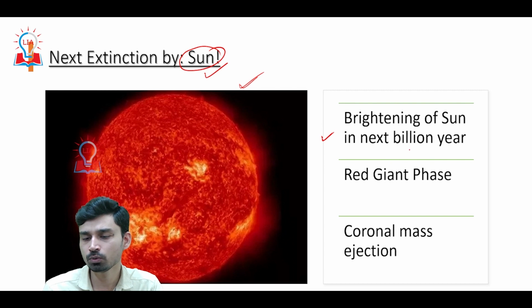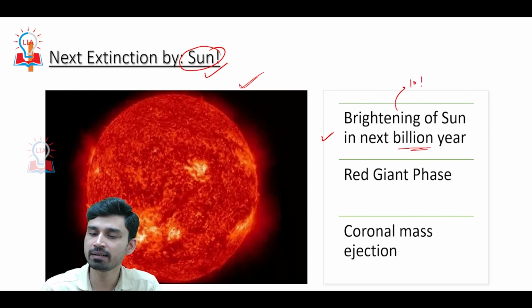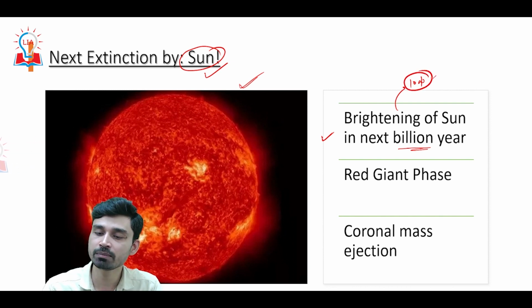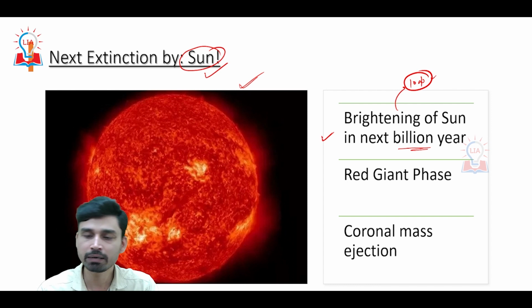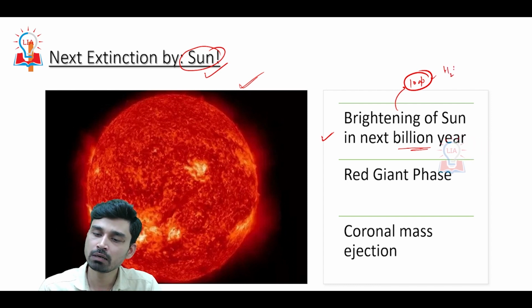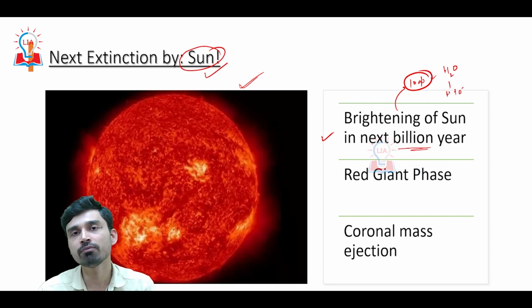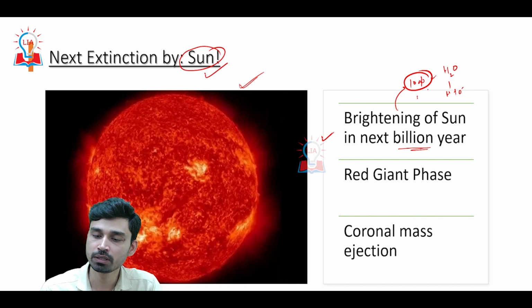So first of all, as you know, in the next billion years, the Sun will become very bright. That means its brightness will increase by almost 10%. And when its brightness increases by 10%, obviously the amount of heat Earth receives will also increase drastically. And as the amount of heat increases, it will actually convert the water, that is H2O, into H plus and oxygen ion. That means the water will not be present on the Earth, or the availability of water will be greatly impacted by the increase in the brightness of the Sun.